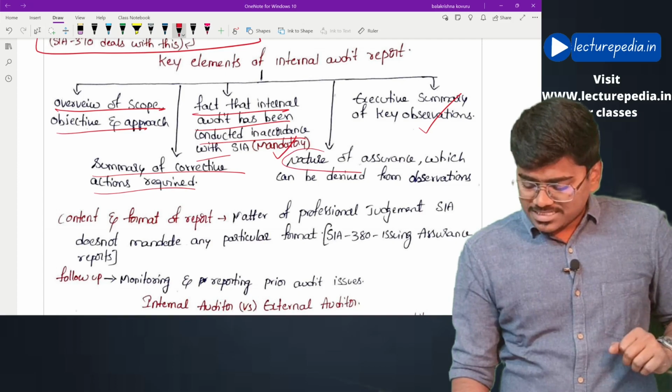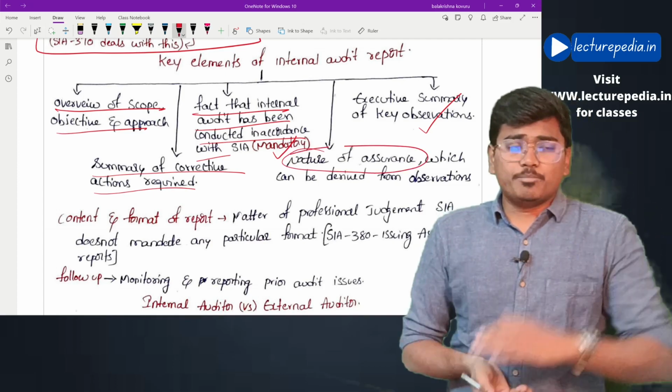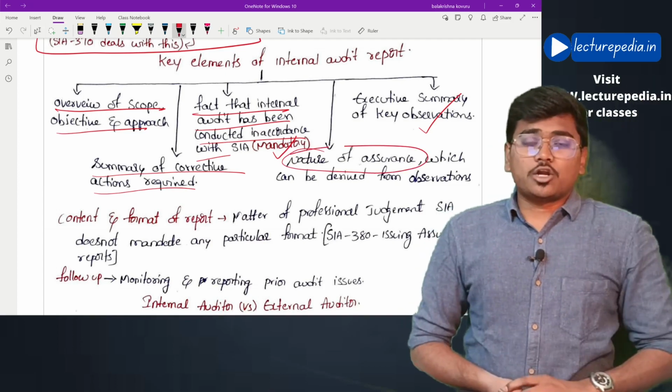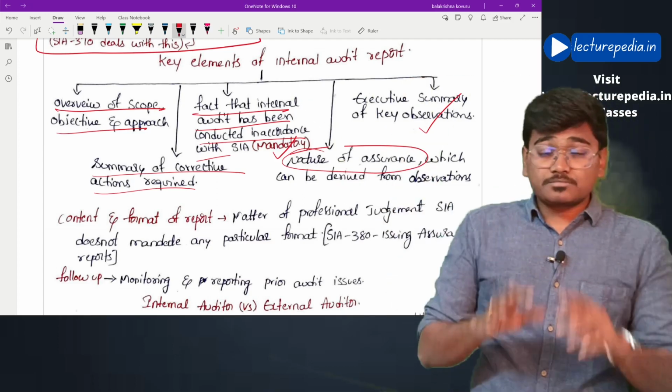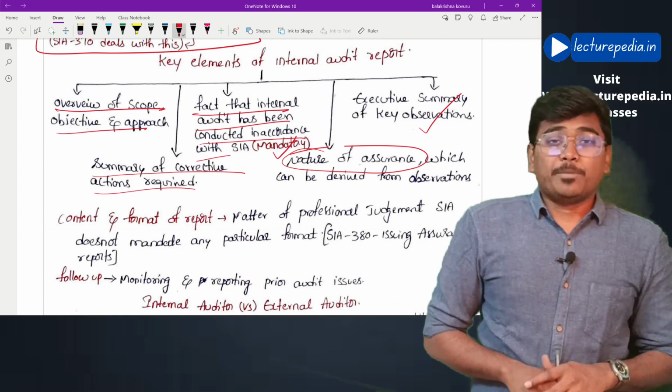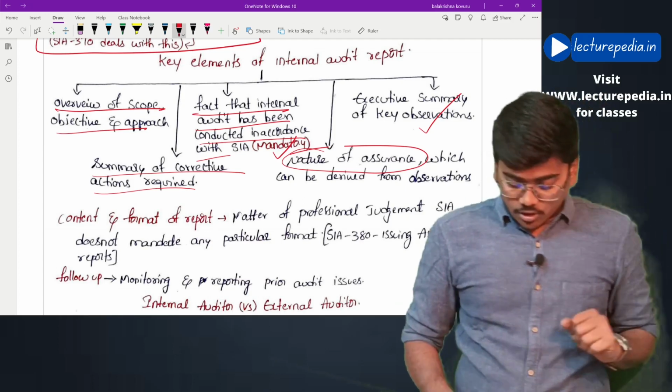And what is the type of assurance that you are giving based on the internal audit that you have conducted? What is the assurance that you are giving? These aspects must be present in the internal audit report.